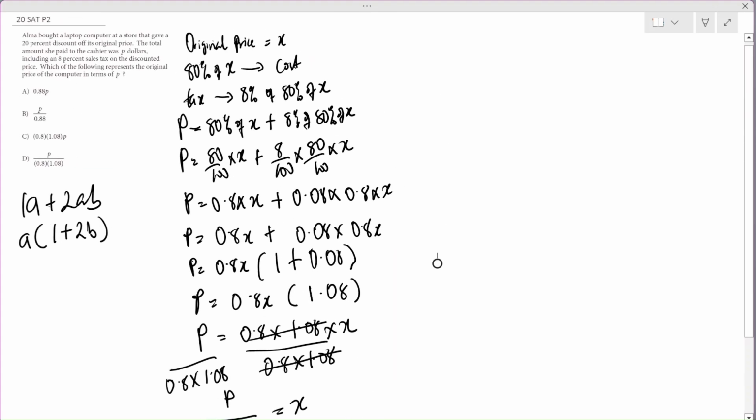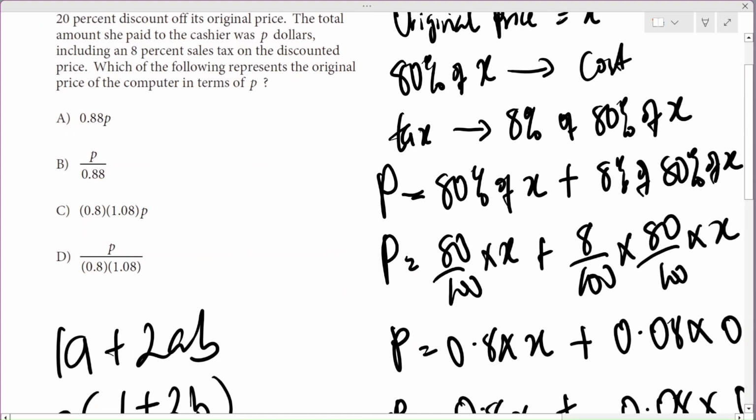Let's go to our options. From our options, our answer is D. Although they are put in brackets, it's still the same thing as P over 0.8 times 1.08.